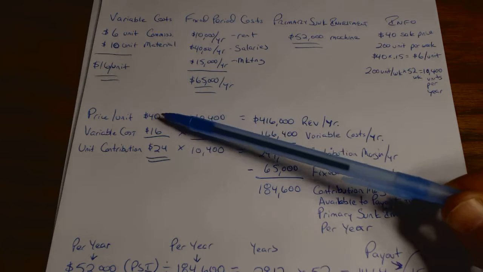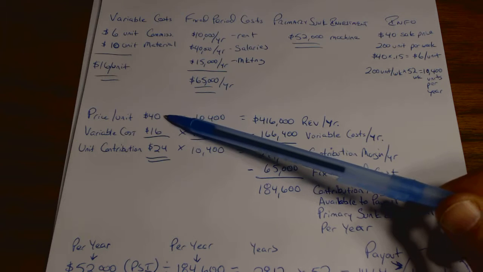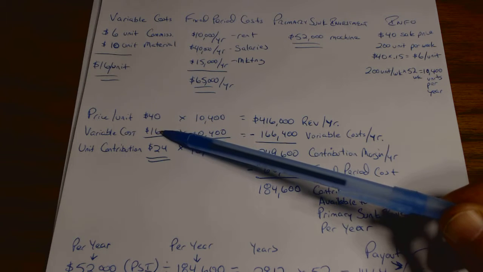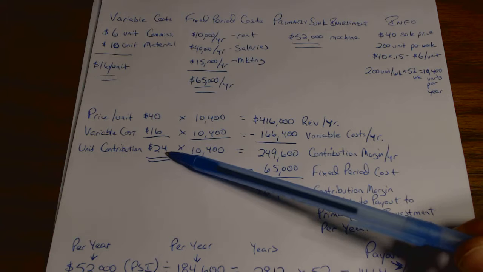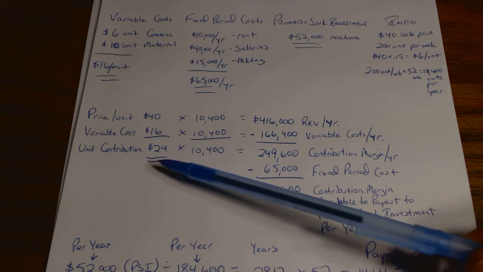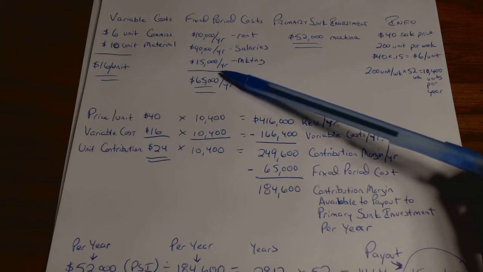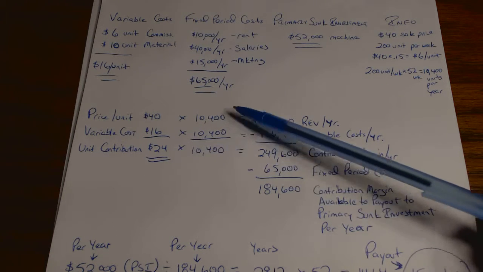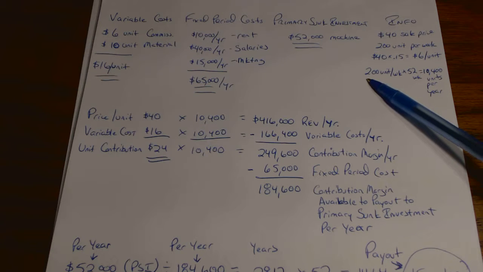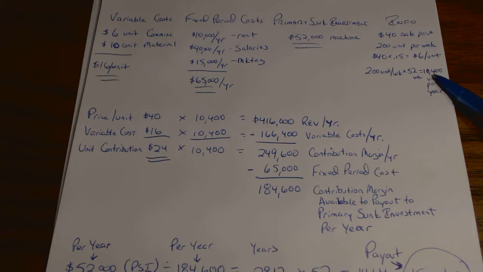So we'll go through the contribution margin. Your sales price is $40 per unit. Your variable cost is $16, so your contribution margin is $24 per unit. But remember that we want to annualize this, because your fixed period costs are on a yearly basis. So we know that there's 200 units per week. That's why they tell you that, times 52 weeks. So it's 10,400 units per year.